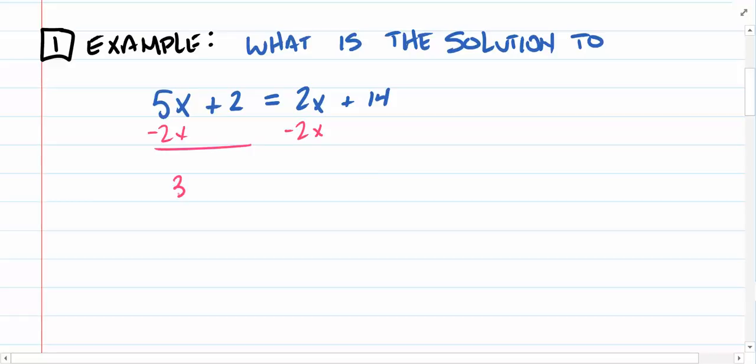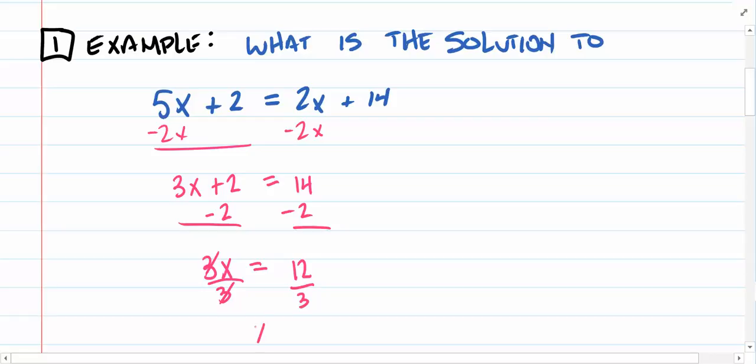So I'm seeing that 3x, because 5x minus 2x is 3x, plus 2 is now worth 14. Then I'm going to subtract 2 from both sides to get my variable by itself. So 3x is now worth 14 minus 2, of course, is 12. And then I'm going to go ahead and divide both sides by 3, the inverse operation. And so I'm left with that x is equal to 4.